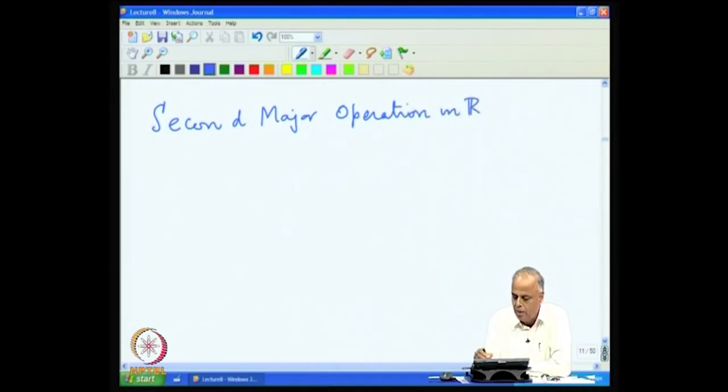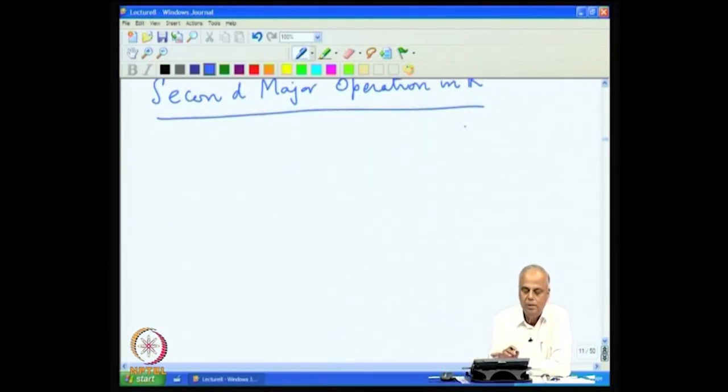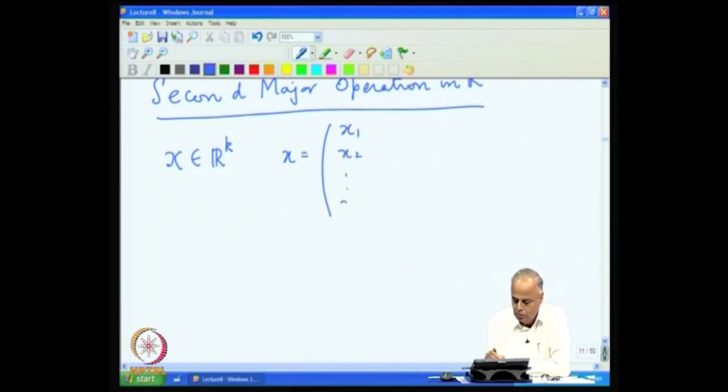The first major operation was addition. Now, we look at the second major operation in Rk. What is this operation? Now, consider any element of Rk. It is of the form x1, x2, ..., xk. There are k entries, each entry is a real number.